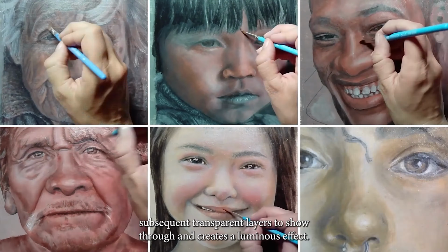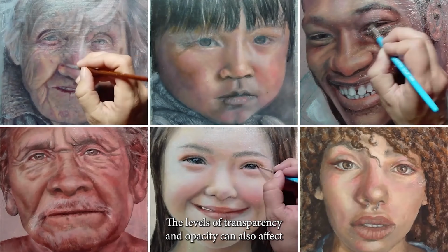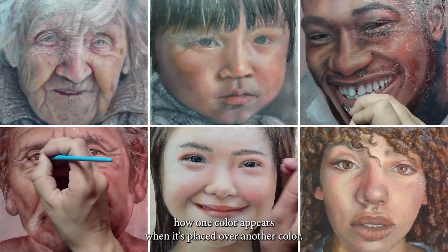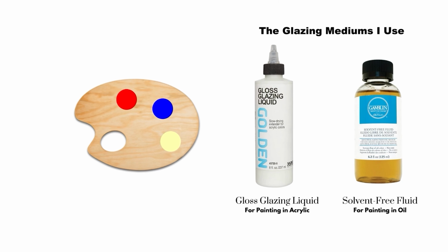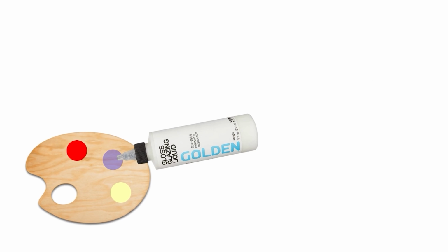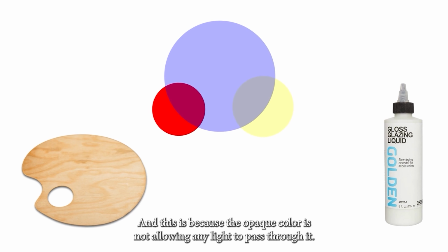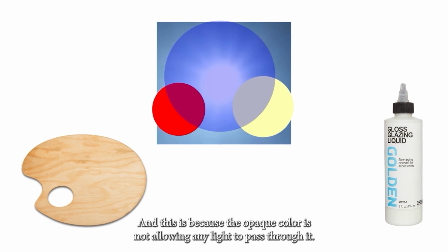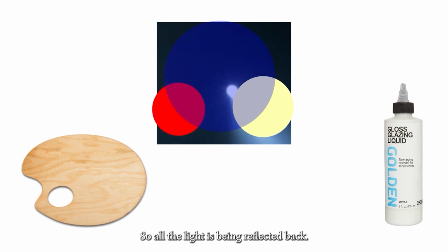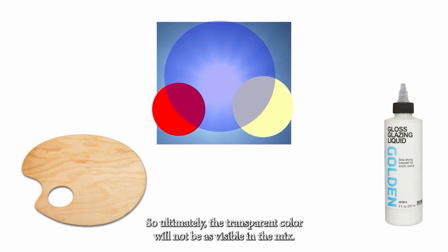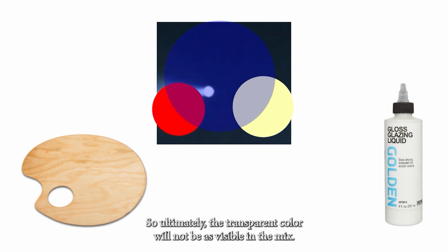The levels of transparency and opacity can also affect how one color appears when it's placed over another color. So if you're mixing a transparent color with an opaque color, the opaque color will dominate the mix. And this is because the opaque color is not allowing any light to pass through it, so all of the light is being reflected back. So ultimately, the transparent color will not be as visible in the mix.